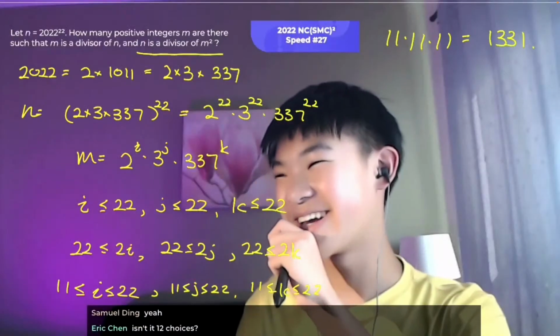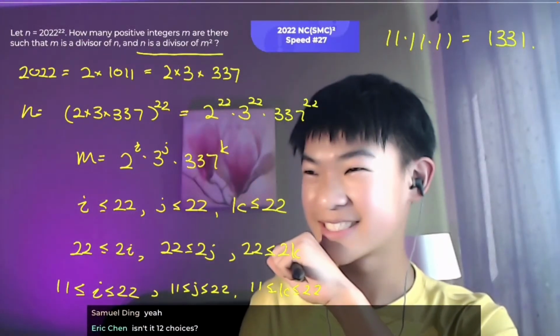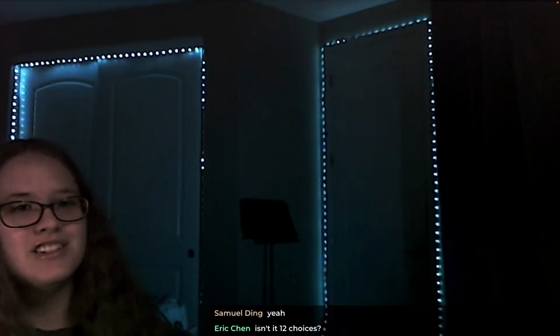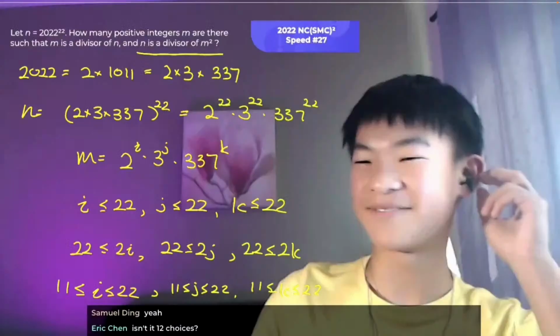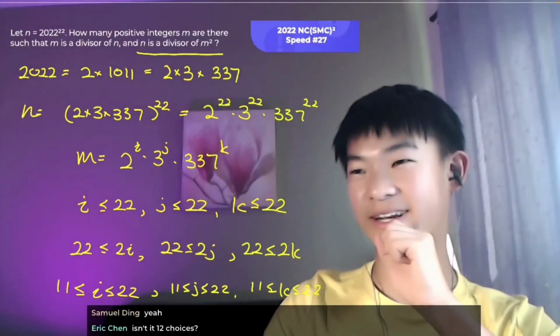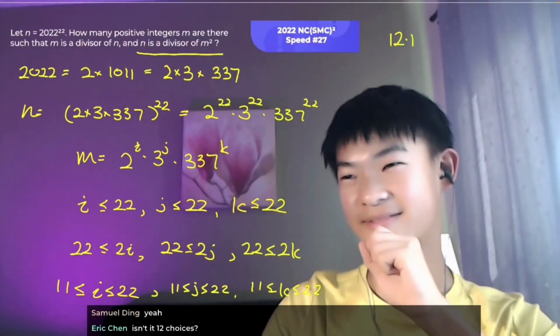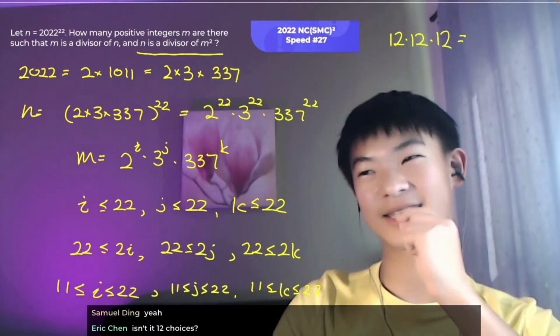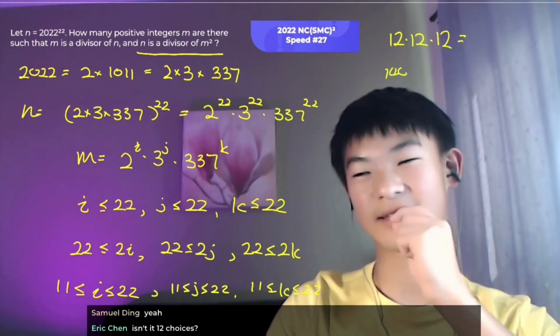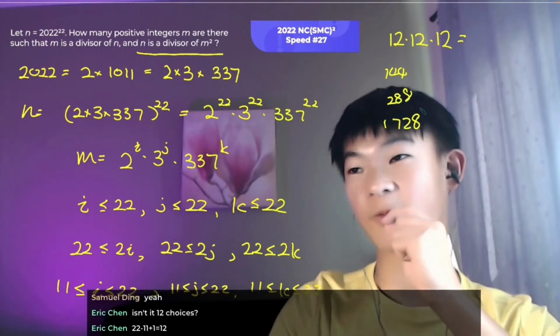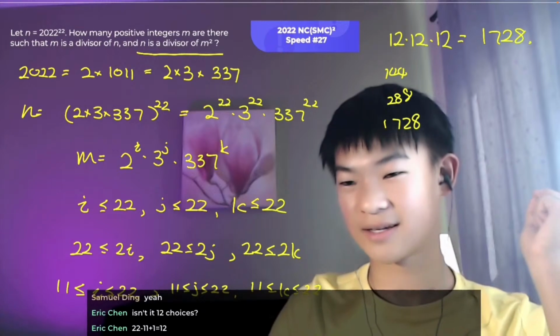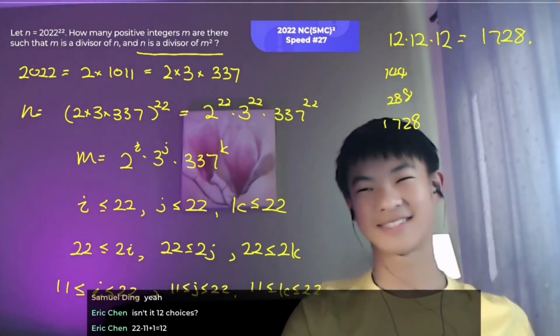I mean, it doesn't surprise me that it would be. Isn't it 12 choices? Okay, yeah, thanks for pointing that out. Yeah, I was gonna say, I think you might have gotten addition and subtraction, your equality strictness, a bit confused. Yep. So thanks for pointing that out. We actually have 12 times 12 times 12, which is harder to calculate. So that should be 1728.